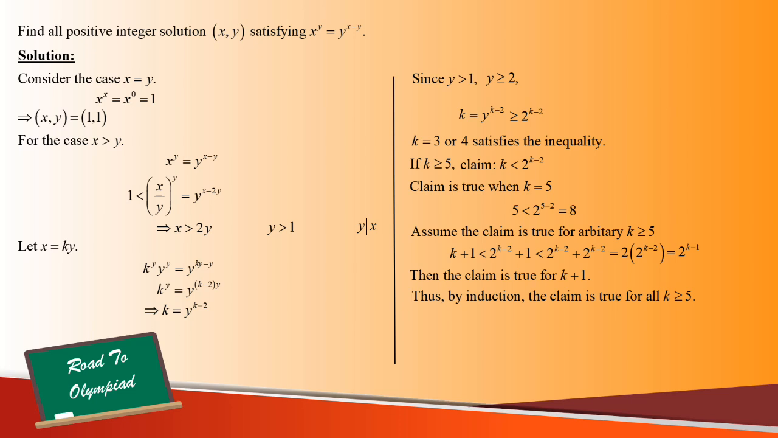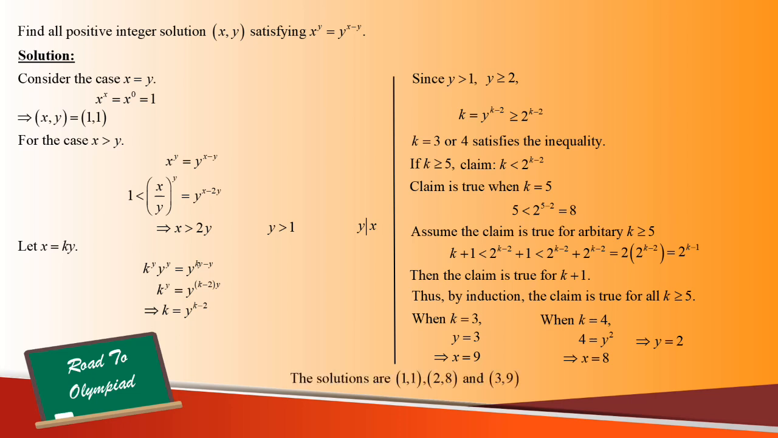When k is equal to 3, we have y is equal to 3, which gives us x is equal to 9. And when k is equal to 4, we have y squared is equal to 4, which gives us y is equal to 2, and x is equal to 8. Hence, there are only 3 solutions for the above problem, which are (1, 1), (2, 8), and (3, 9). And this marks the end of our solutions.